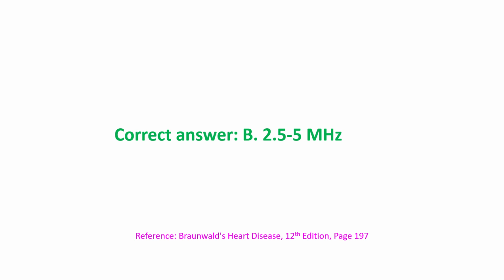Higher frequency like 7 to 10 MHz can be used in pediatric imaging and in transesophageal echocardiography. Higher frequencies give better resolution, but penetration is poor. In an adult, where the cardiac structures are at a higher distance for transthoracic echocardiography, lower frequency is preferred.